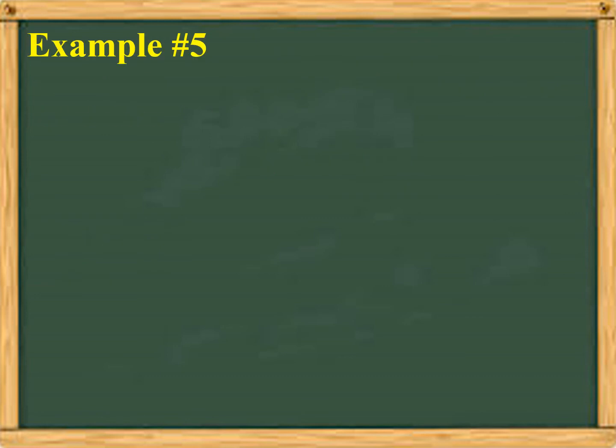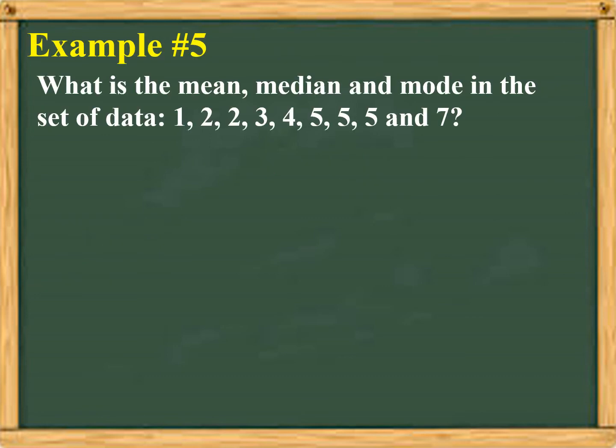Next, let's have example number 5. What is the mean, median, and mode in the set of data 1, 2, 2, 3, 4, 5, 5, 5, and 7? In this example, our data is already in array form, which means it is already arranged. So we can proceed in answering mean, median, and mode. But if it is not arranged, arrange it first. So let's continue. Let's find the mean.